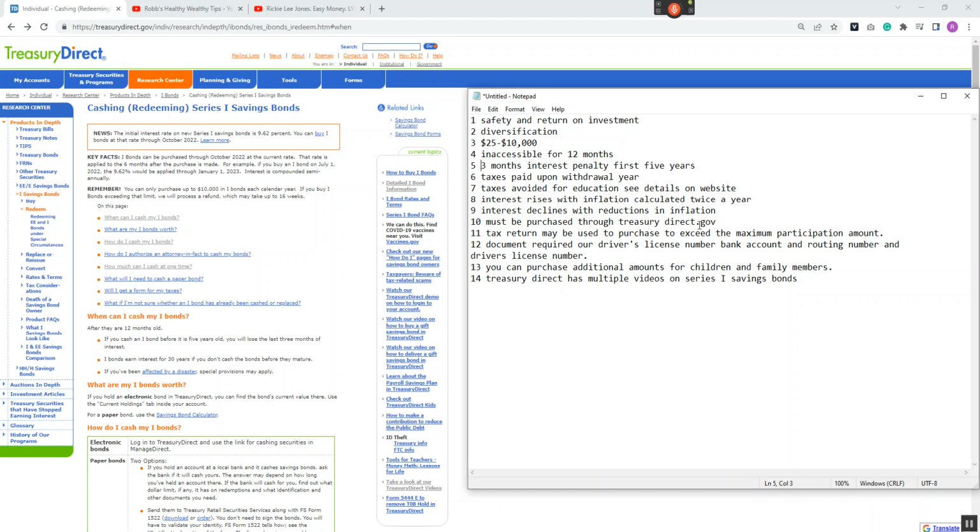Now, you can't get this through a bank or a broker or Cousin Louie. This has got to be done online at treasurydirect.gov. The documents you're going to need are your driver's license, your bank account, your routing number of your bank account, and your driver's license number. So you're giving them a lot of information. So you want to make sure you have a very secure computer when you're doing this. You can purchase additional amounts for children and family members.